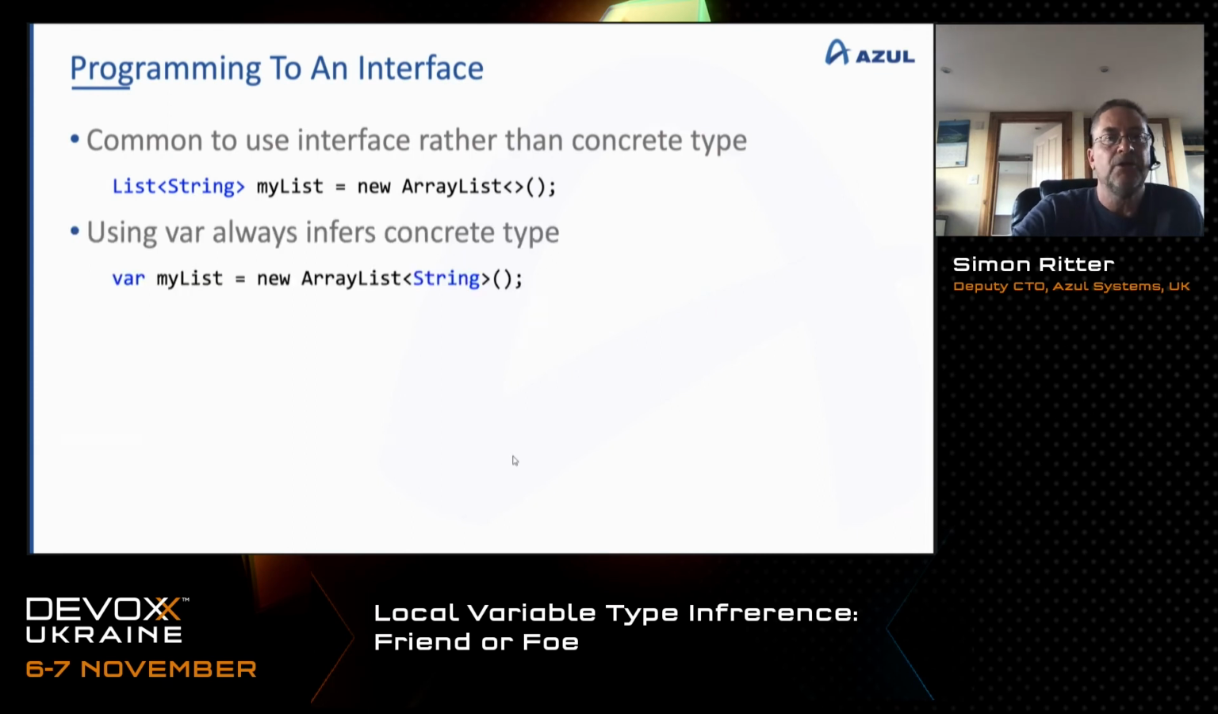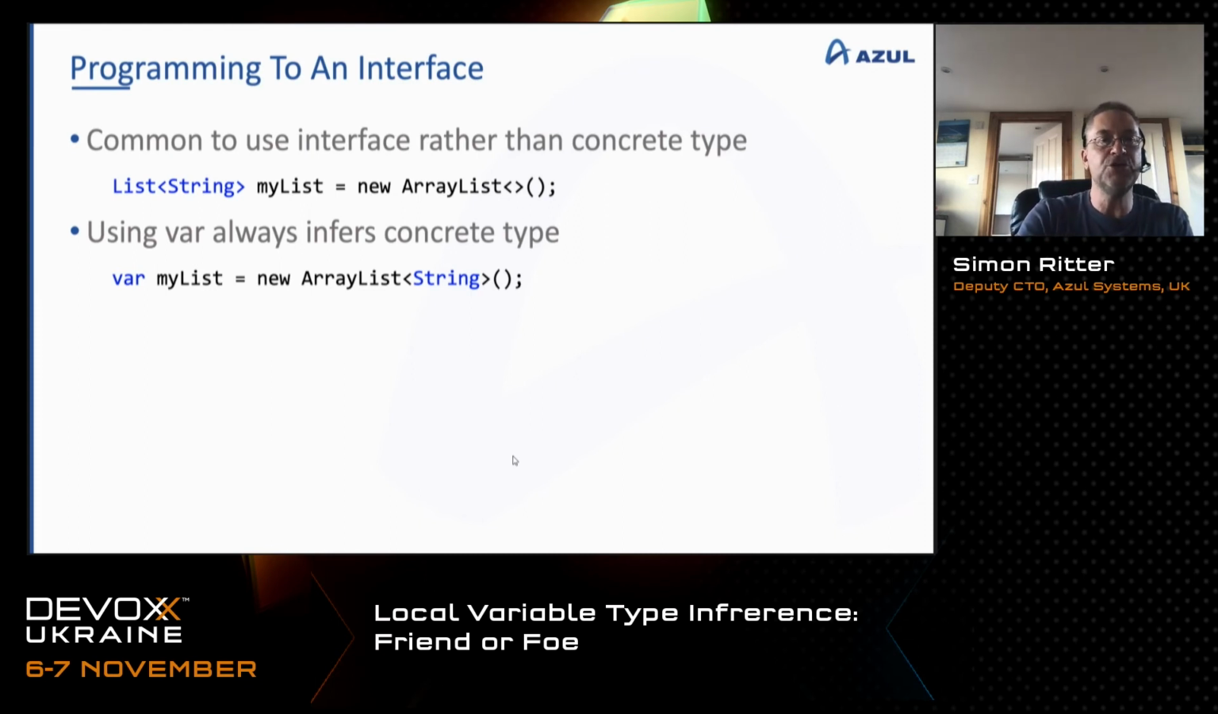If we use var, then var will always infer the concrete type. So var will infer that my list, in this case, is an array list of type string. People often get a little confused about this because they think, oh hang on, that's going to break my code because I'm using my list as a list of type string, and now it's going to be an array list of type string and something's going to change. But if you think about it, in the first line it always is an array list of type string. So it hasn't changed what the actual type is. How we use it is the important thing.